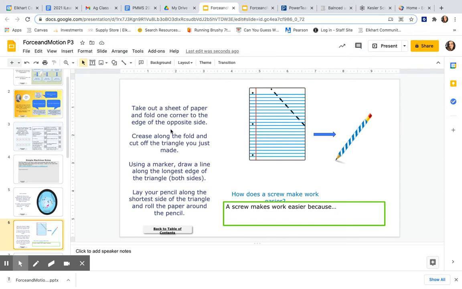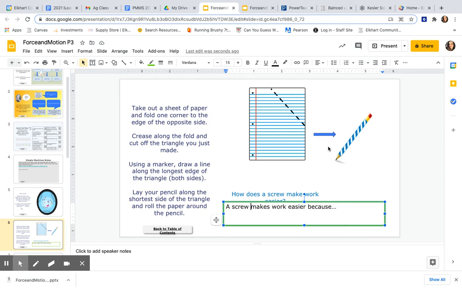Now, slide 6, I want you to take out a sheet of paper and fold one corner to the edge of an opposite side. Crease along the fold and cut off the triangle that you just made. Use a marker or a pencil or a pen and draw a line along the longest edge of the triangle. Lay your pencil along the shortest side of the triangle and roll the paper around the pencil, the marker, or the pen. So, what you should get is this right here. It should look just like this.